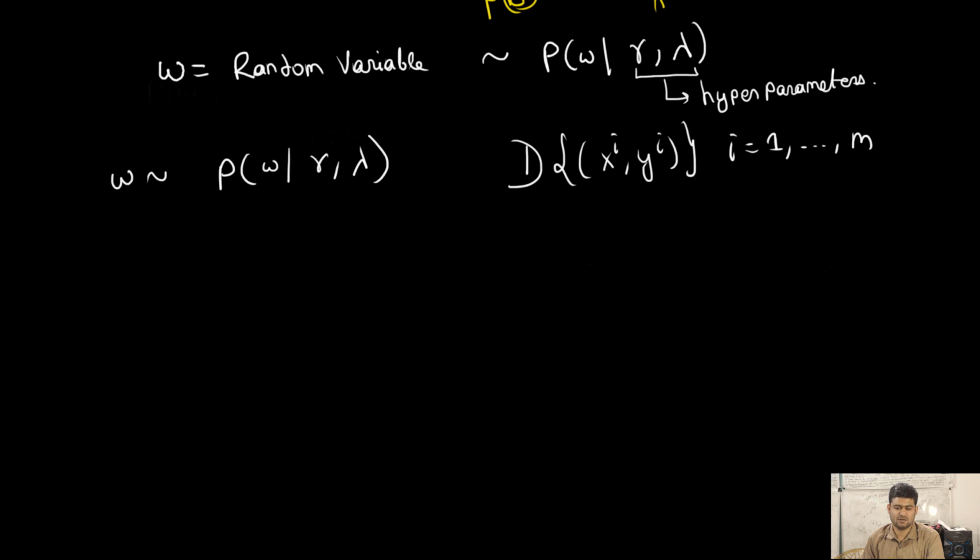So now we can ask ourselves a question: given this prior distribution and given the data set, what is now the posterior distribution of the parameter W? So what is the distribution of W given the data set and the hyperparameters gamma and lambda, right?